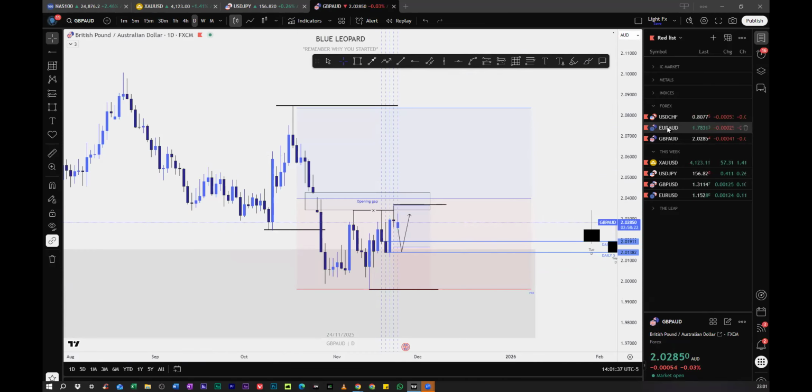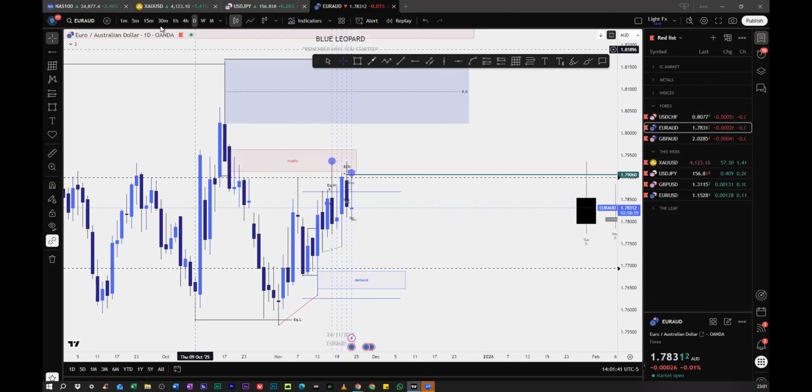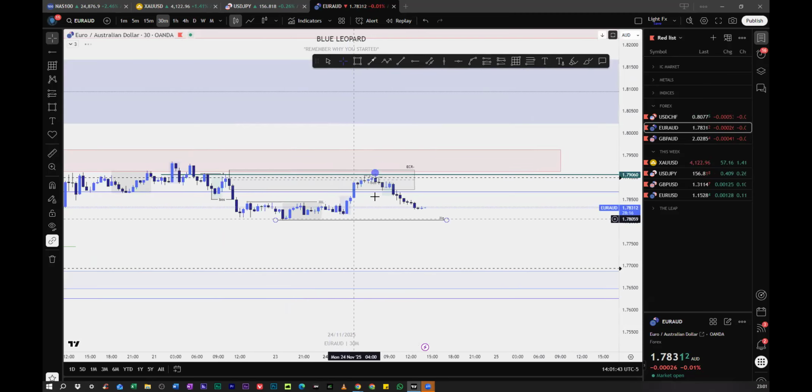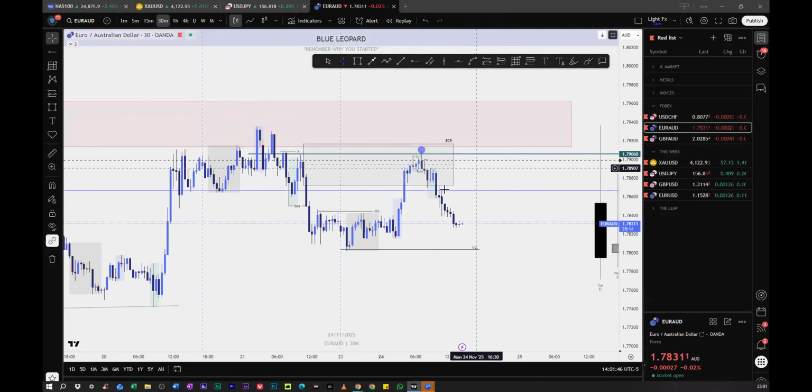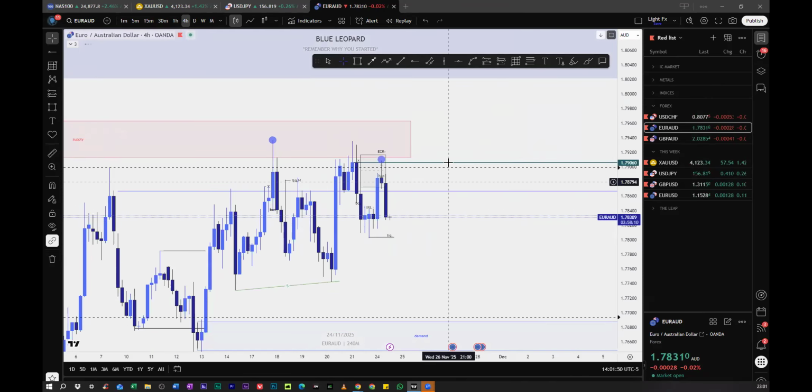But on Euro AUD, let me show you EA. It's almost the same thing. You see, I don't want to explain it because I already have marked the levels. You see how price reacted here. We can go on H4 and see the same thing. But Euro is the weakest pair.